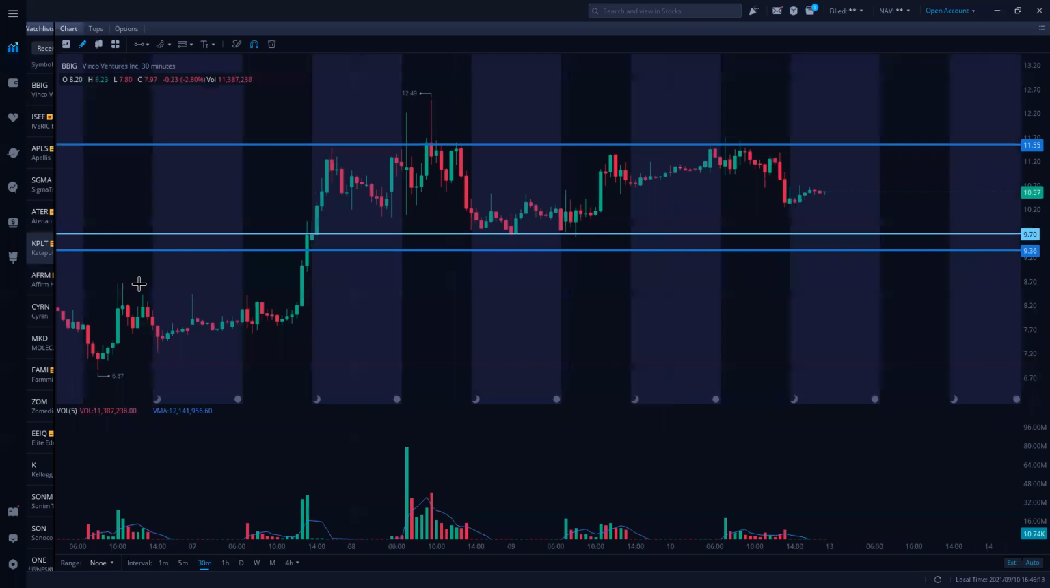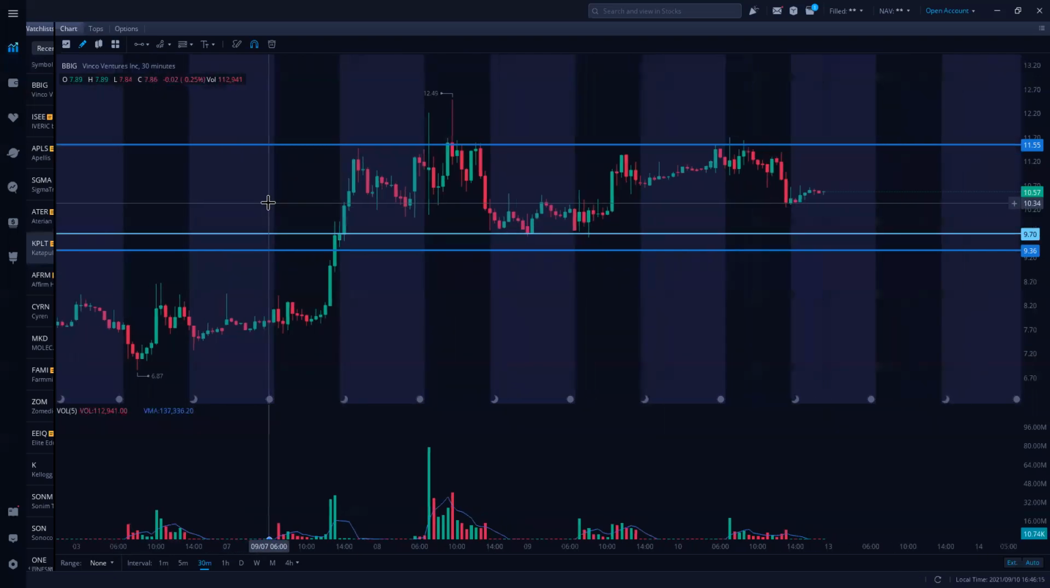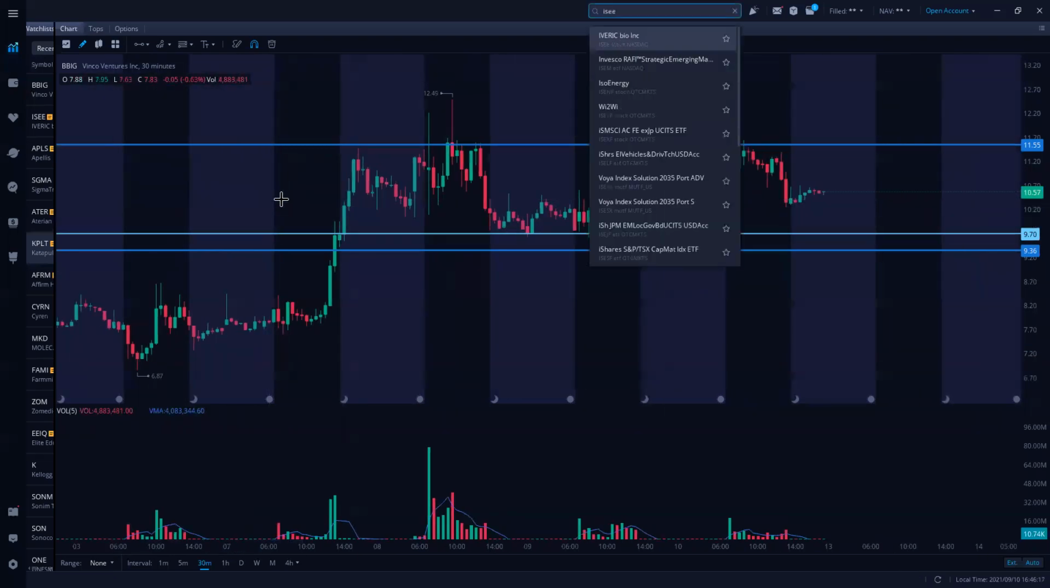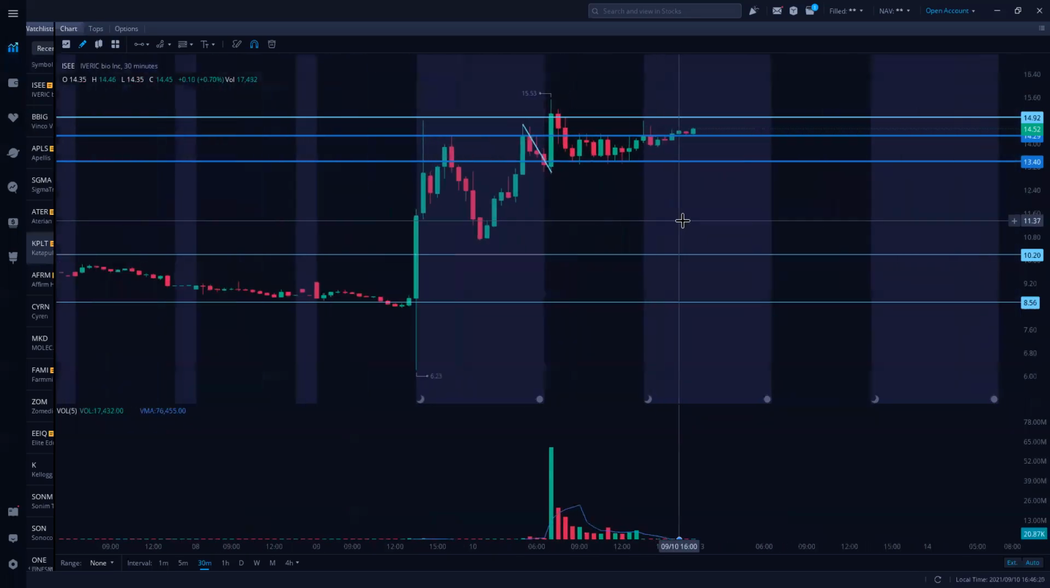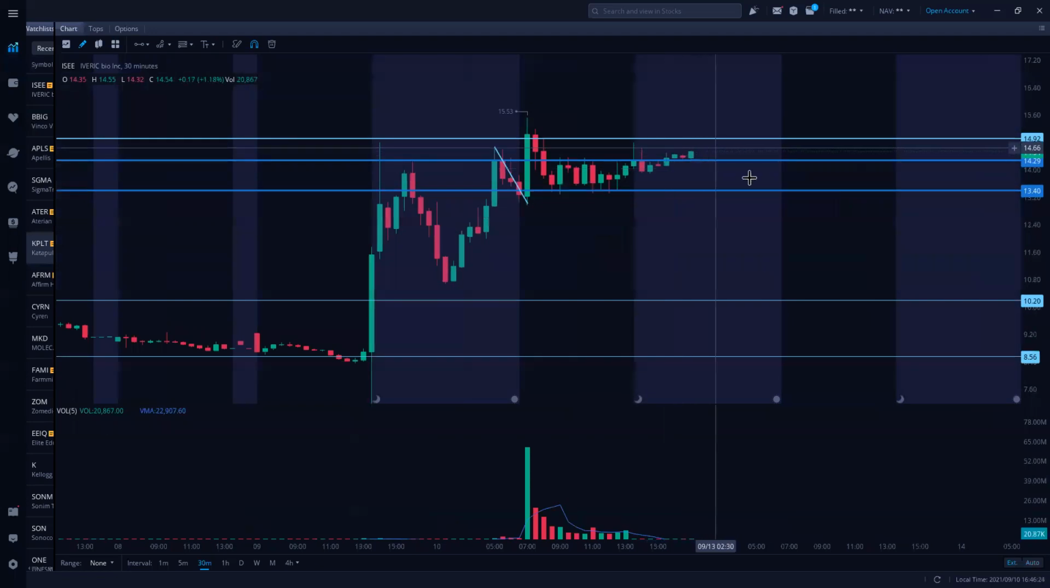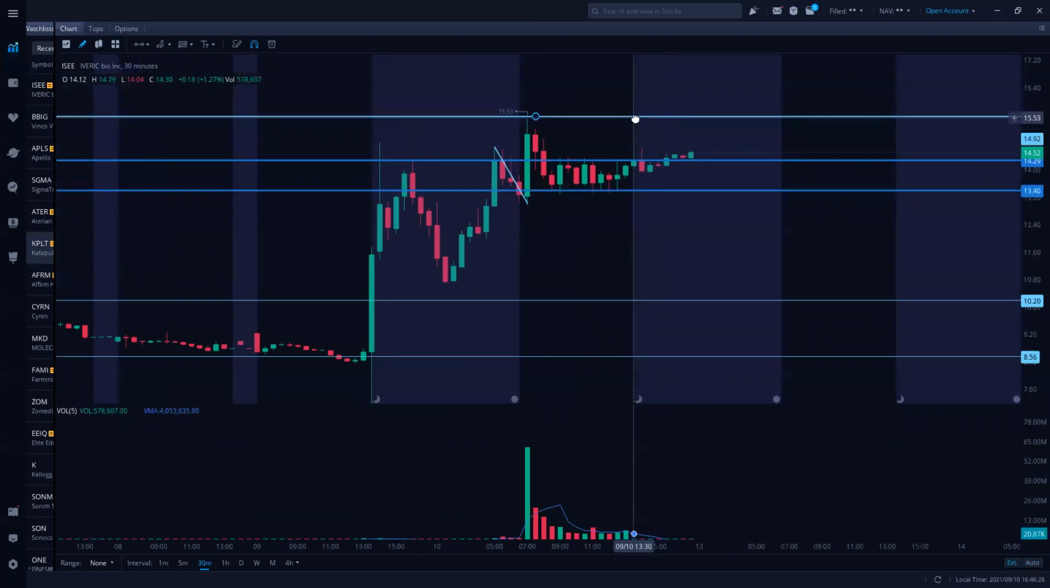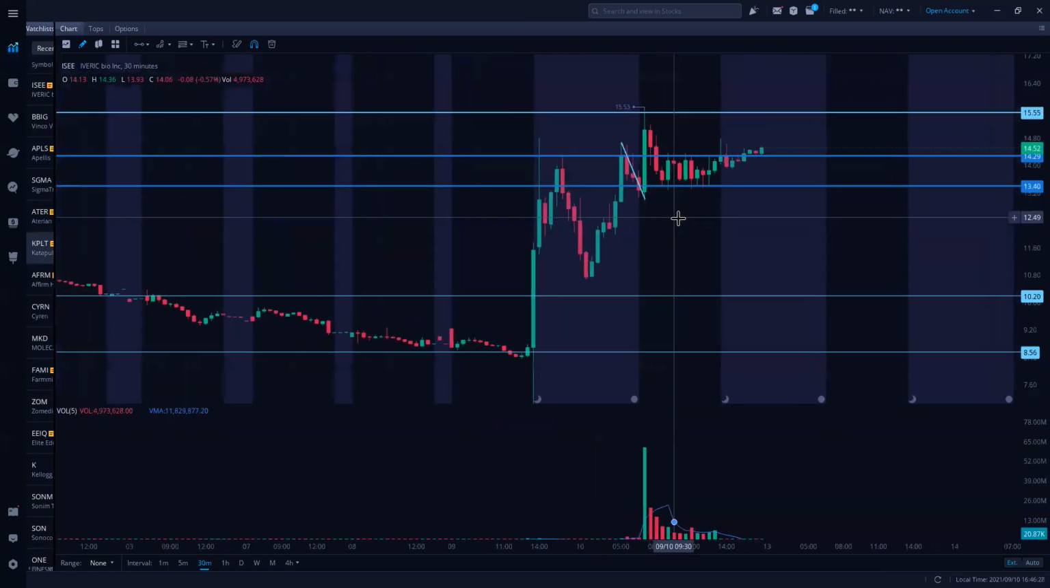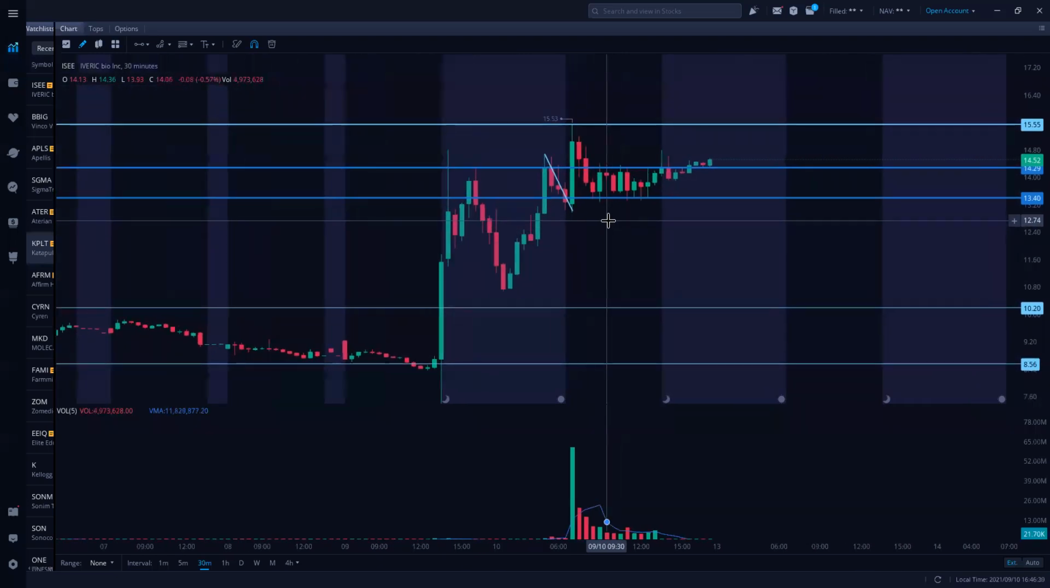What else can we go over? Oh, we went over ISEE. But yeah, I like ISEE over here. It actually looks really nice. I like its consolidation. I'll watch for a 15 break, probably 15.50, or the mini-set 15.